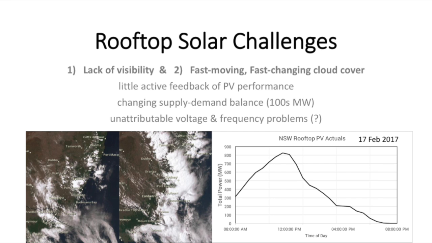So rooftop solar, I see, has two key challenges for our energy markets and our energy networks. And the first one is a lack of visibility. Many people here would probably already understand, but many of you might also not, that our solar systems that are installed, the 6 gigawatts of solar that we have out there, the equivalent of, what would that be, around 12 coal-fired power plants if the sun's shining brightly operating, we do not have active feedback from those PV systems.